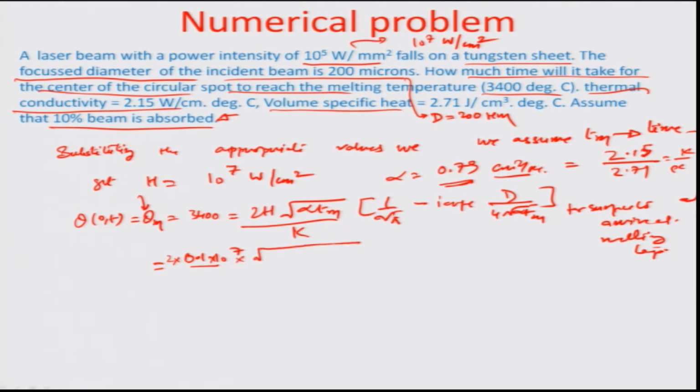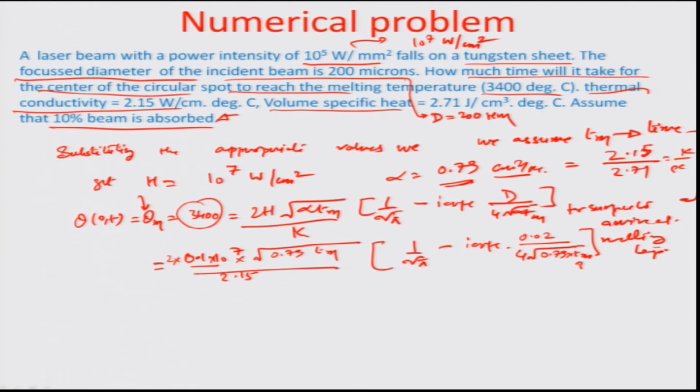times 2 times this H value times root of alpha, which is 0.79 times Tm, and this divided by thermal conductivity 2.15 times 1 by root pi minus IERFC of the diameter d, which in this case is about 200 microns. So, we have the diameter here as 0.02 centimeters, and divide this by 4 times root of alpha Tm, where alpha is again 0.79 times Tm. Okay. So, we do not know the Tm value, and now it is upon us to iterate the value of Tm here to have a complete balance between the LHS and RHS of this particular equation. So, that is how you arrive at the Tm value.